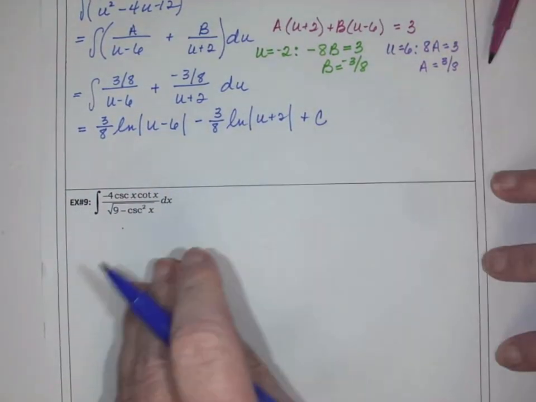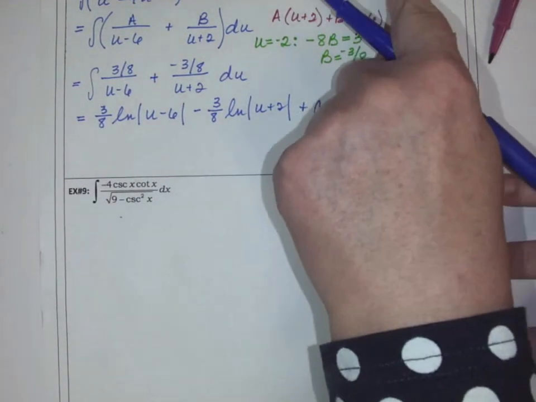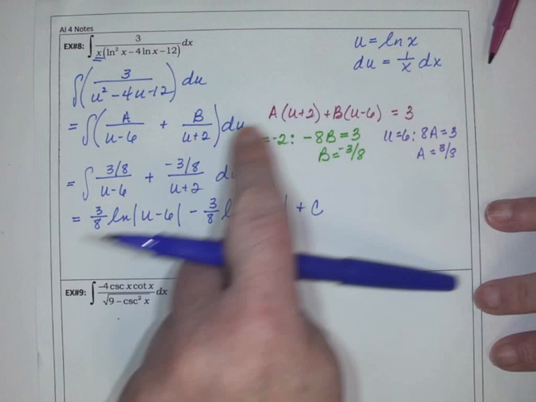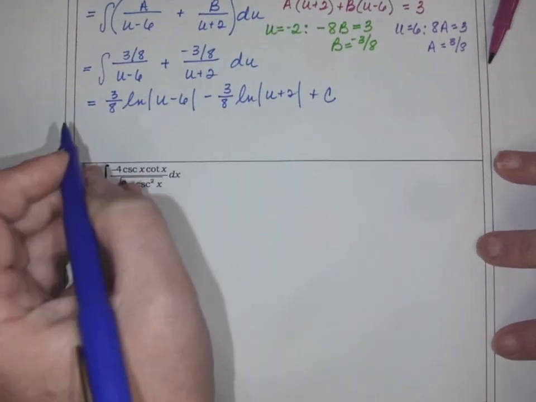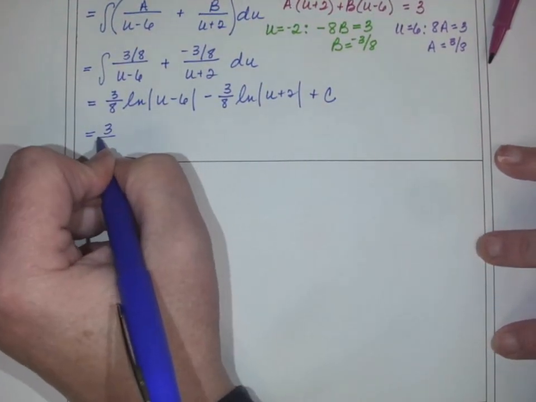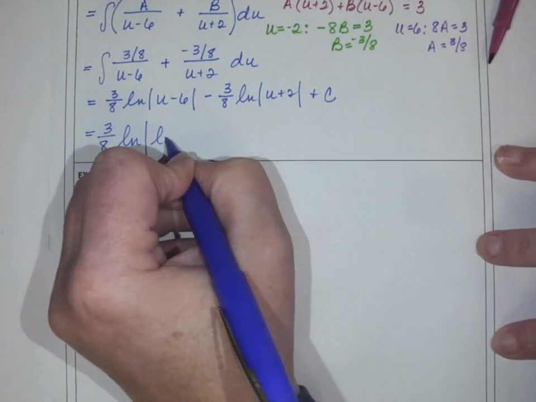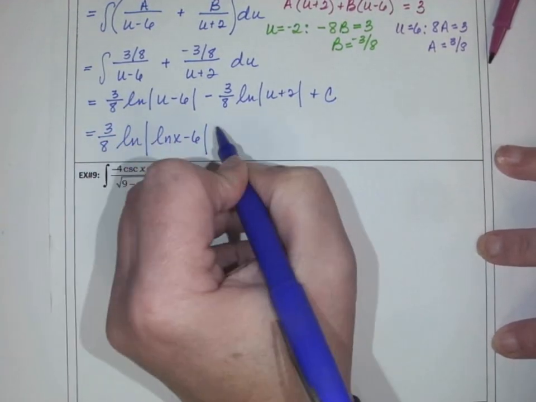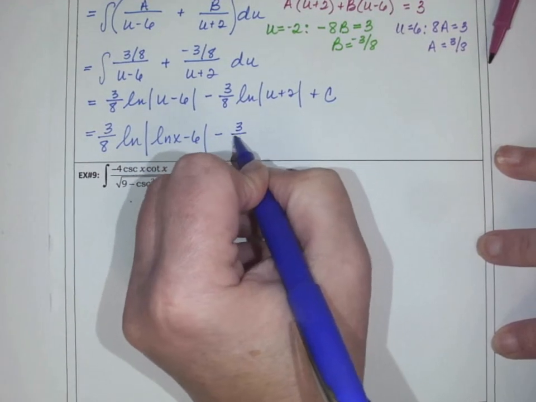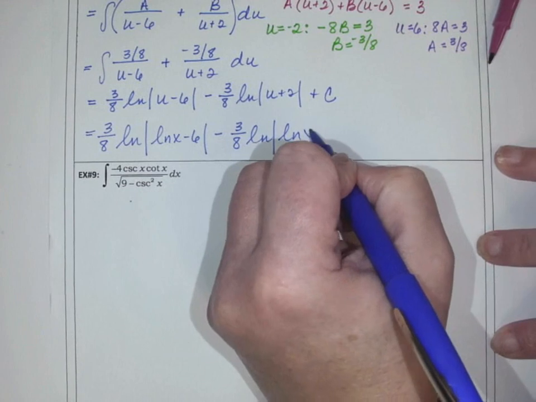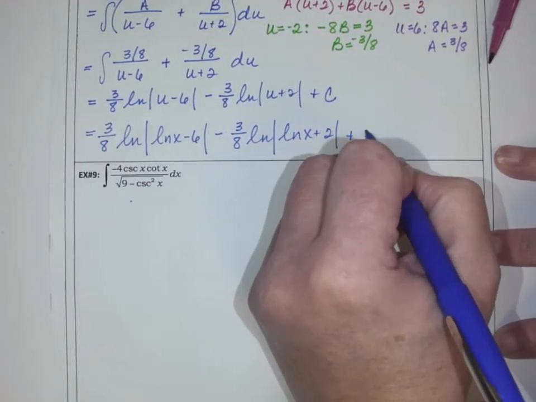And then my last and final step would be to plug in. Now, it is kind of weird because we're plugging in a natural log of x, so we're going to have 2 natural logs of x, but that's okay. You're not doing anything with it, you're just writing it. So 3/8 natural log absolute value of natural log of x minus 6 minus 3/8 natural log absolute value of natural log of x plus 2, and then my plus c.